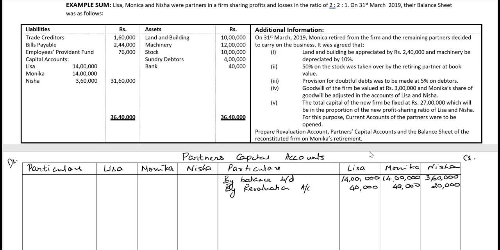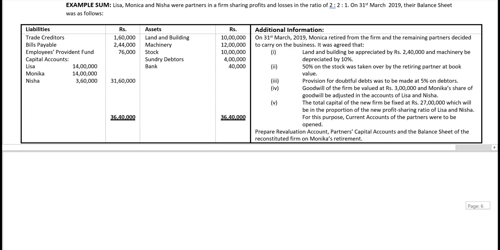Let's go to the goodwill treatment. There is no existing goodwill. The goodwill treatment is as per point 4. Goodwill of the firm is to be valued at rupees 3 lakh and Monica's share of goodwill to be adjusted in the accounts of Lisa and Nisha. So let's do working notes for goodwill treatment. So it's working note 1, treatment of goodwill.